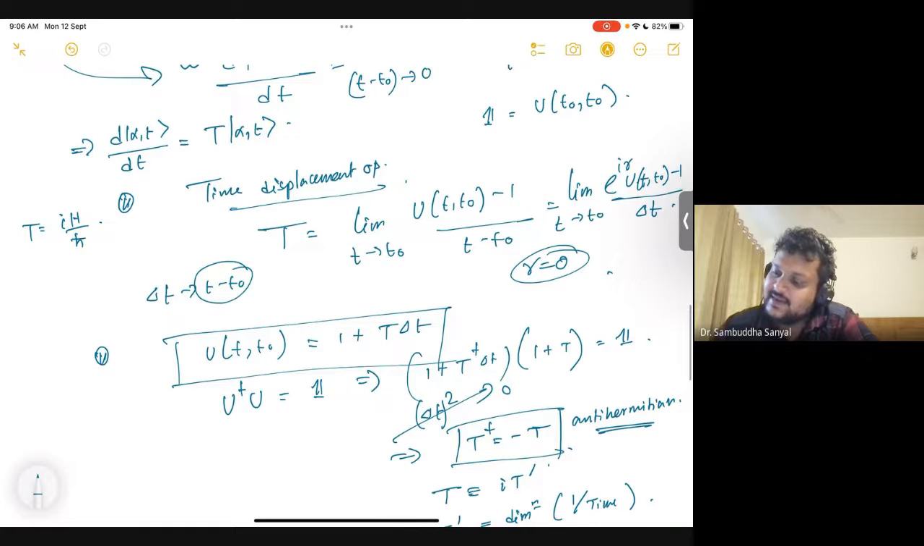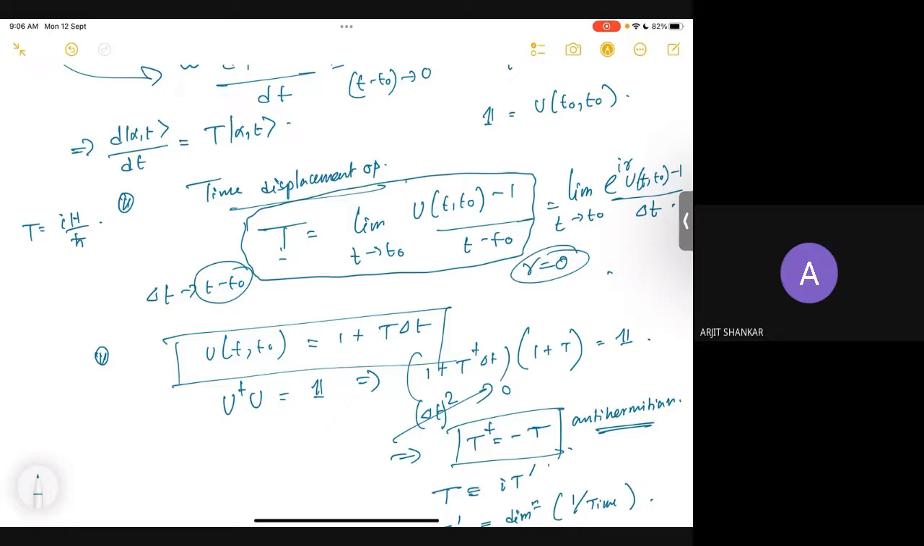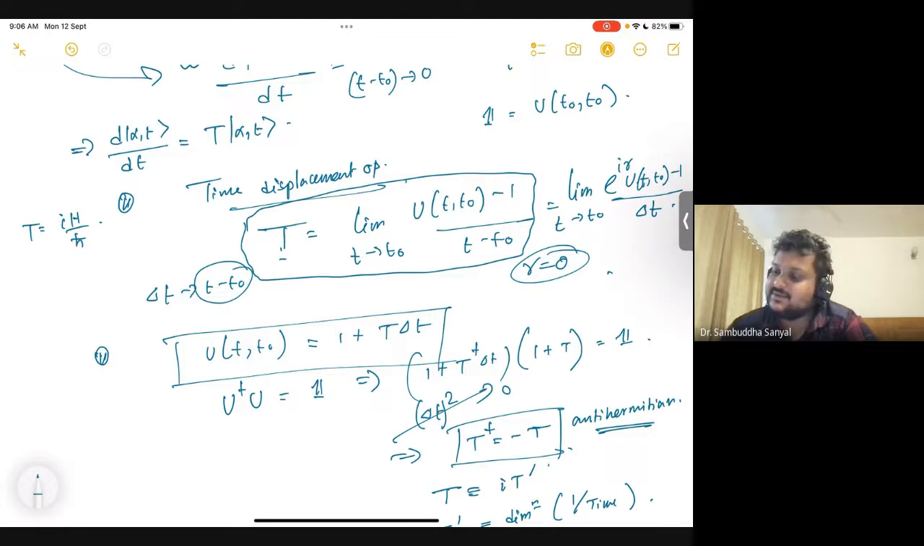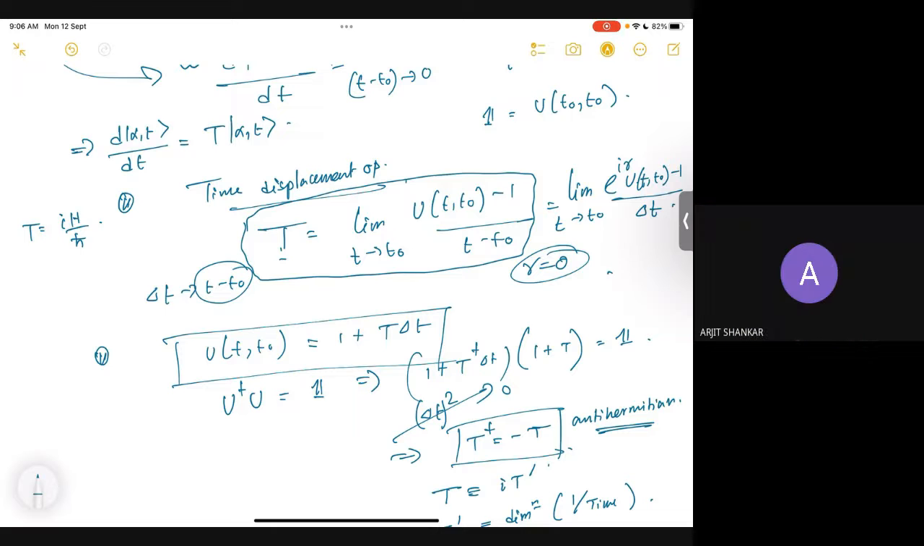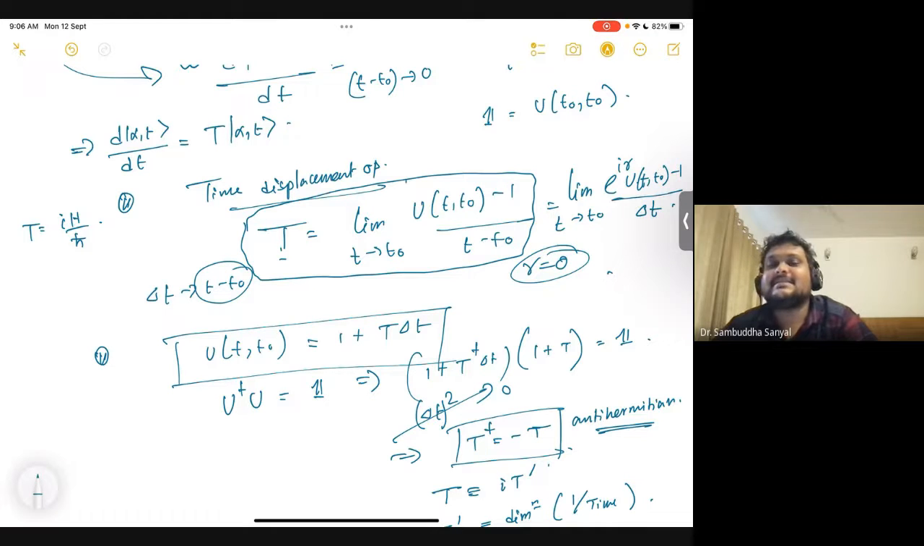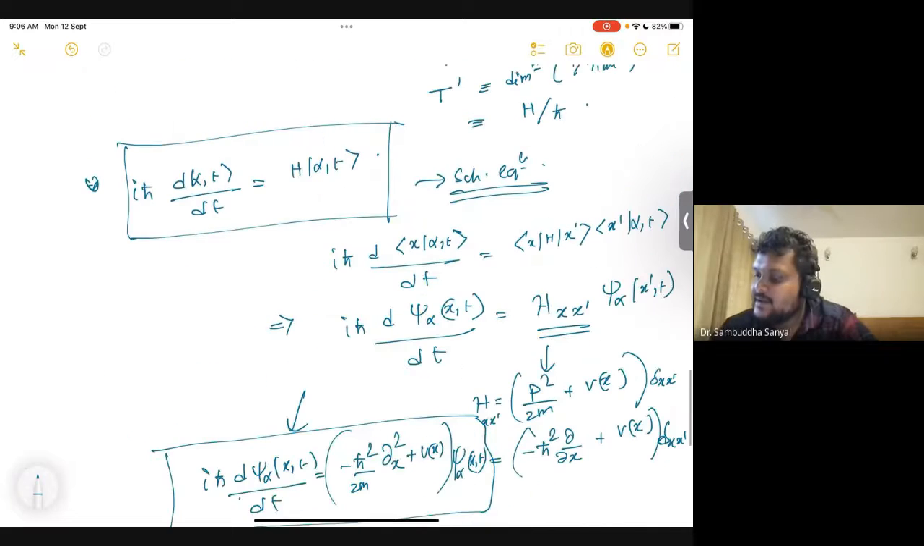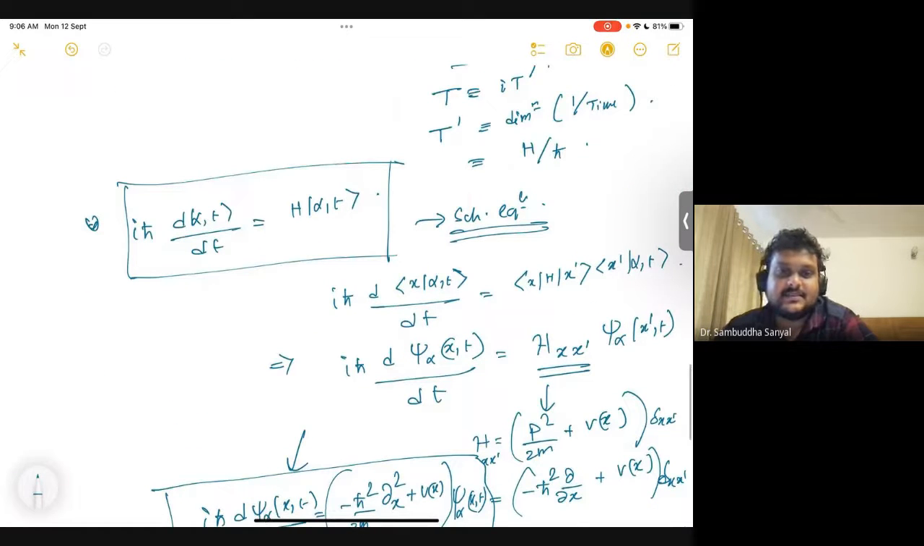So this is t, right? If this is t, then by this definition, U t t naught is t times delta t plus 1, right? I'm just rewriting this line. Yes, sir. So t times delta t plus 1 is U t t naught, right? Okay, sir. It's the same thing as displacement, if you remember. Right? Yes, sir. Okay. Any further questions?